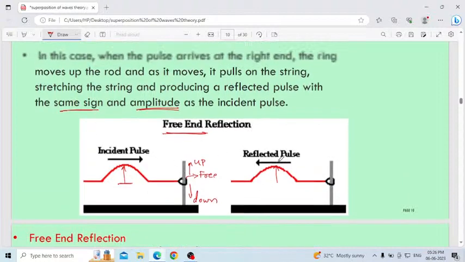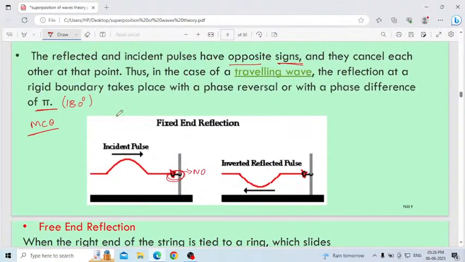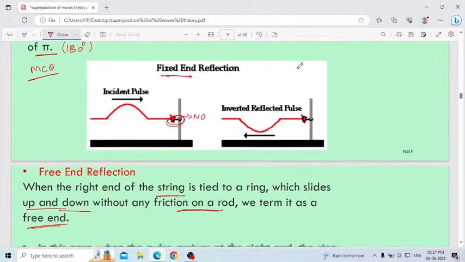In the free end reflection, the pulse is not inverted, but in the fixed end reflection, this is the incident pulse, this is the inverted reflected pulse. Here the pulse is inverted in the case of a fixed end. Therefore, you are getting an opposite sign because of the inverted pulse, that's why both directions are opposite.